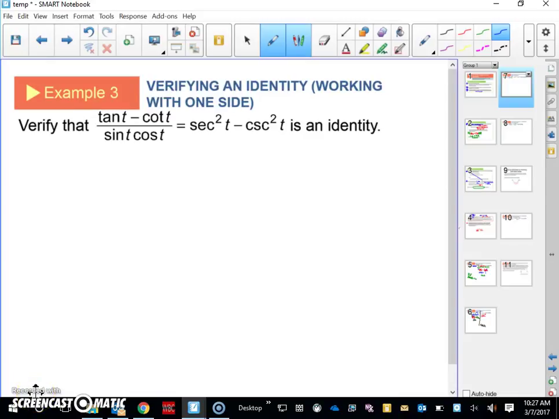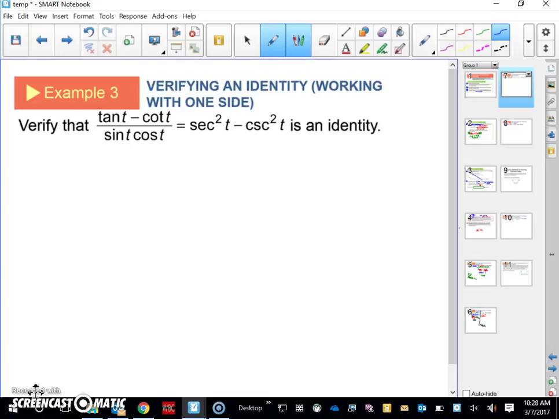Okay. Example 3, we're verifying this one. Again, you would want to start with whichever side you think looks more complicated. To me, it looks like the left side is more complicated. So we've got this fraction. Usually fractions are kind of tough, but you don't really see what to do. One thing you can always do is change things into sine and cosine, I suppose. But what I'm going to do is split up the fraction.